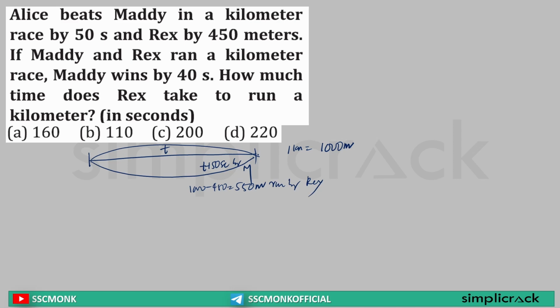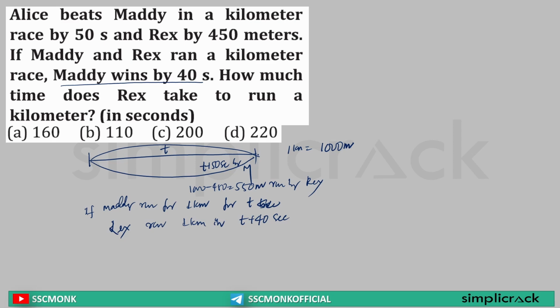Yes or no? Sir, if Maddie and Rex ran a kilometer race, Maddie wins by 40 seconds. That means if Maddie runs 1 kilometer in t seconds, then Rex runs 1 kilometer in t plus 40 seconds. Clear? Basic mathematics. Yes or no?